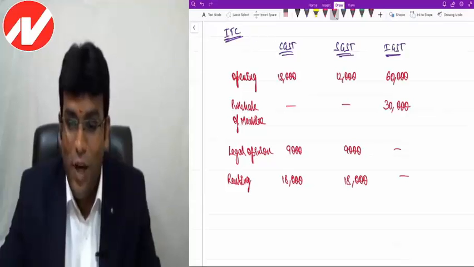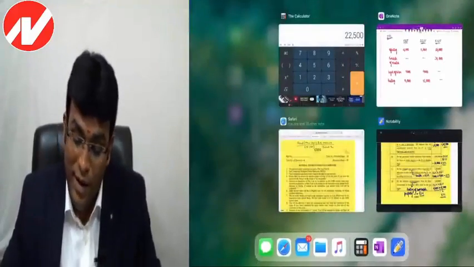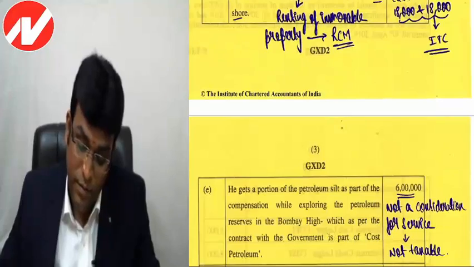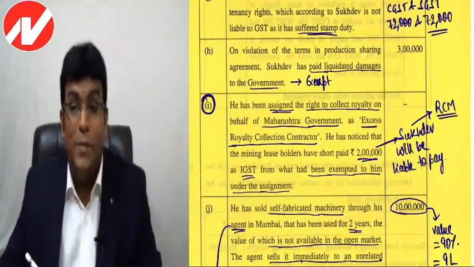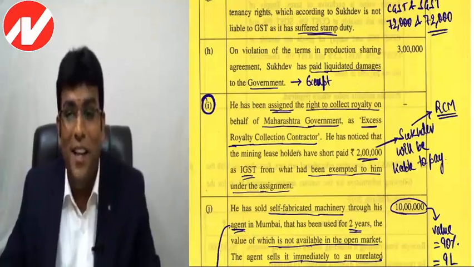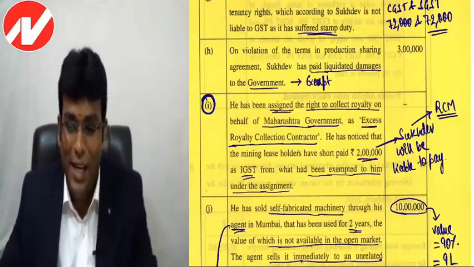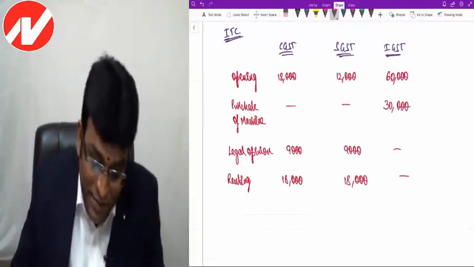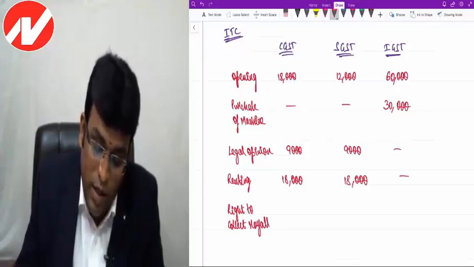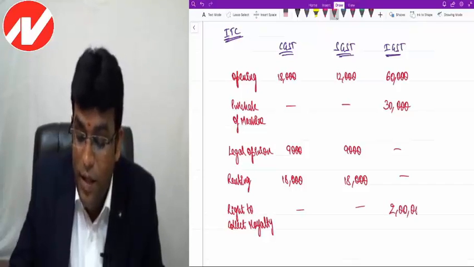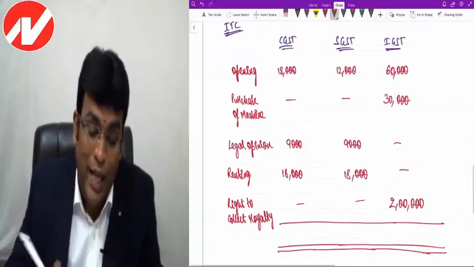Come on then. What else I've got? 9,000, 9,000. Renting also we have done. Then next, what else? Alright, we have this point. Assignment of right. He has been assigned the right to collect, and there is a short payment of 2 lakhs. That 2 lakhs will pay now under RCM and again will claim input tax credits. Clear, friends? Exactly. Right to collect royalty. On this, what is the credit, my dear friends? 2 lakhs. That's it. So, my dear friends, with this, I'll get the figure of my total input tax credit.